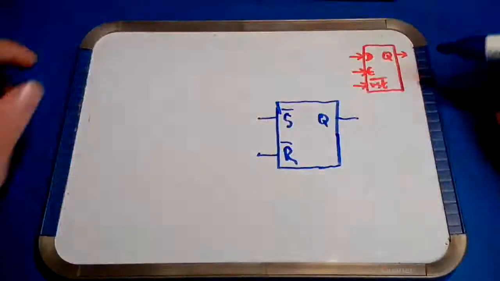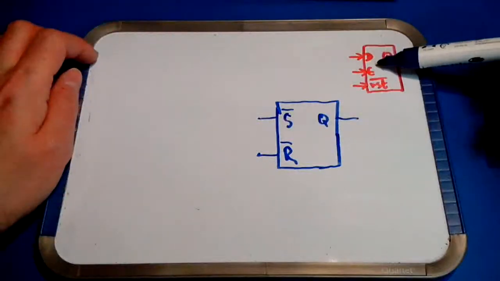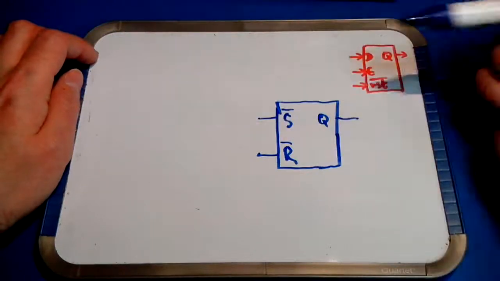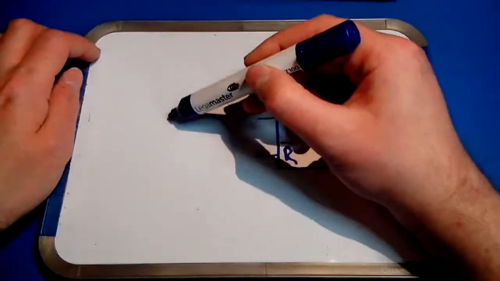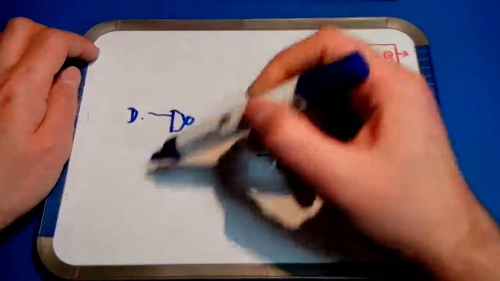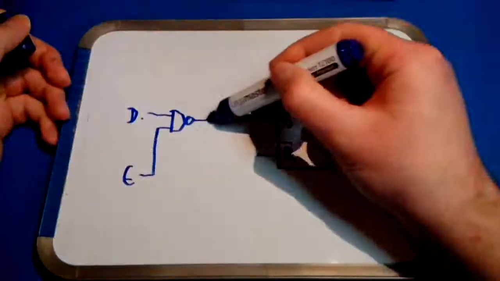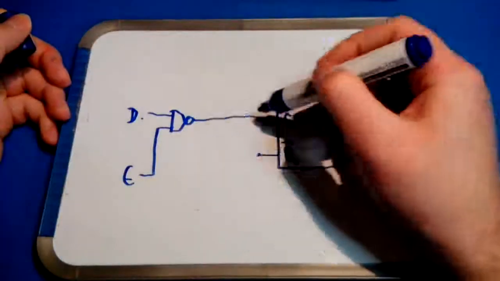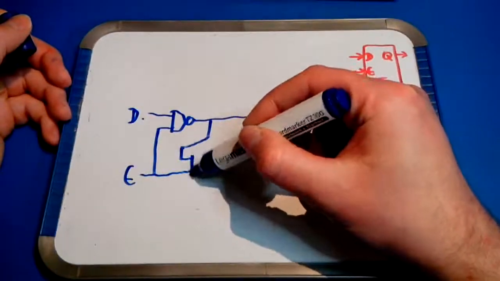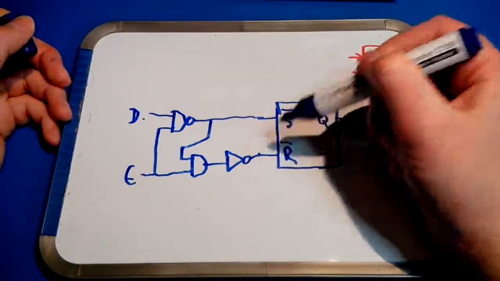So in order to go from this to something that's more usable, in this case with a single D input and an enable input, we could extend it in this way. NAND gate, AND gate, inverter.